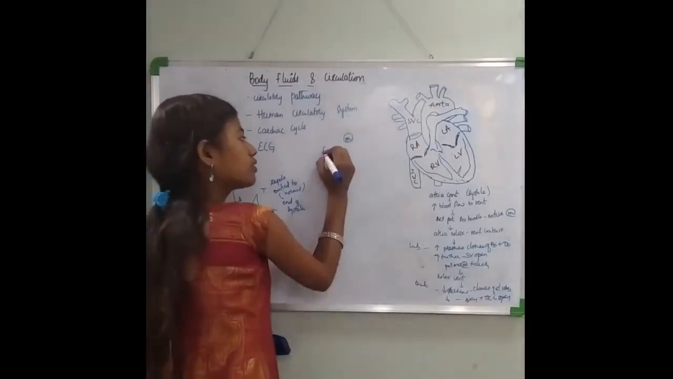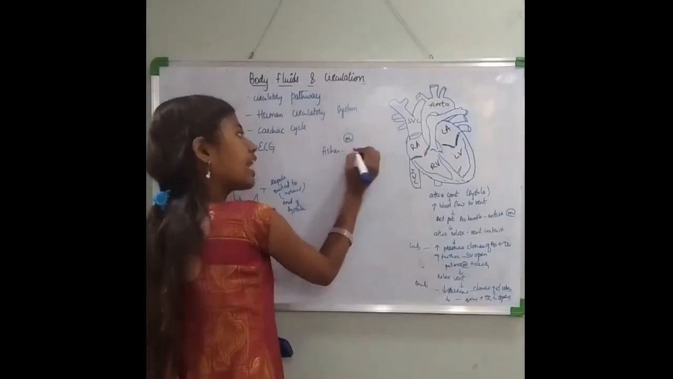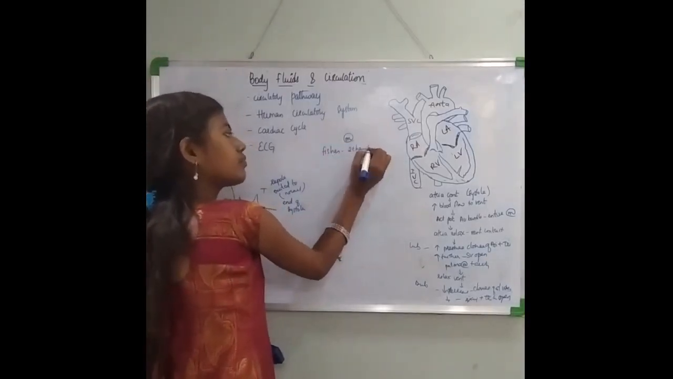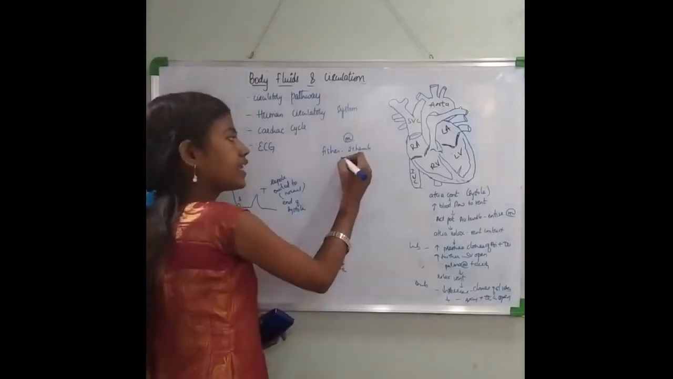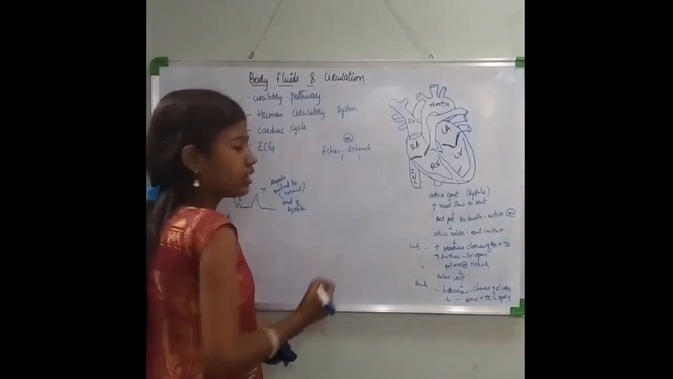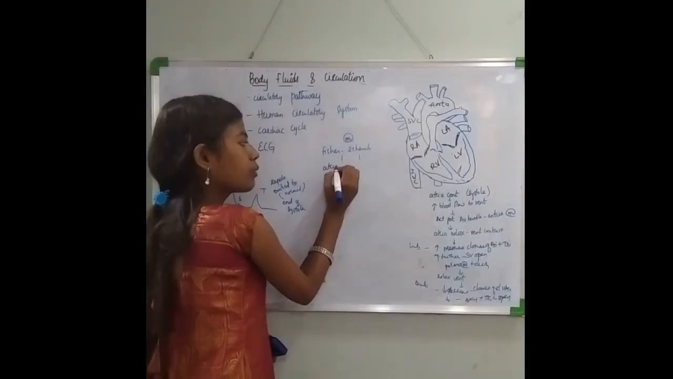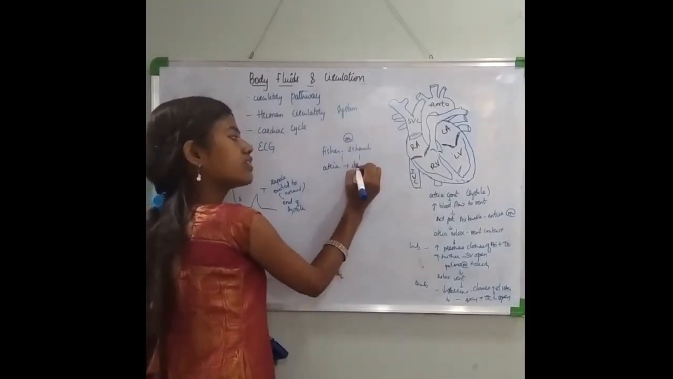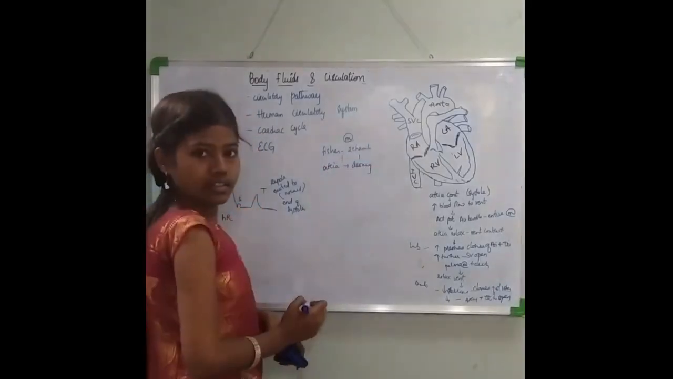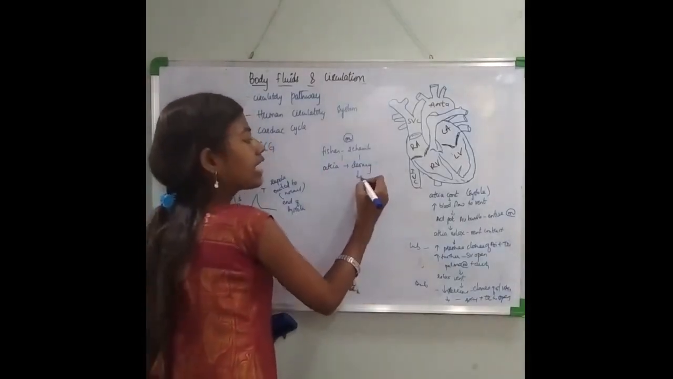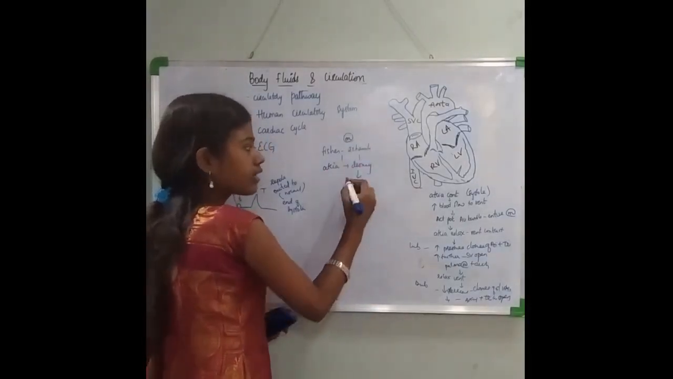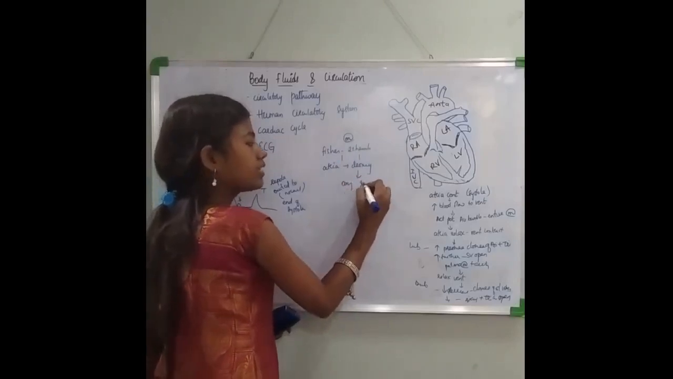So when I talk about the fishes, they have a two-chambered muscular heart. So they'll have one atrium and one ventricle. The atrium will receive the deoxygenated blood, and this deoxygenated blood gets oxygenated by the gills.